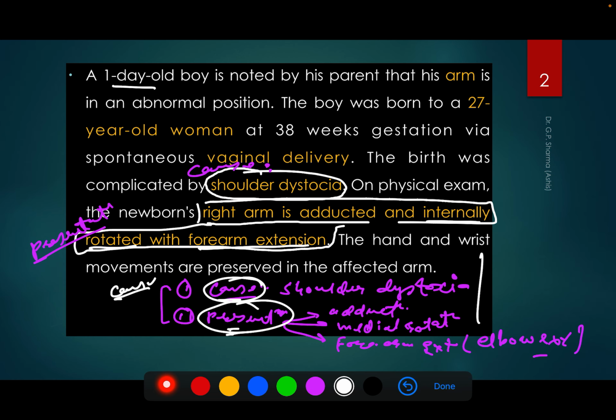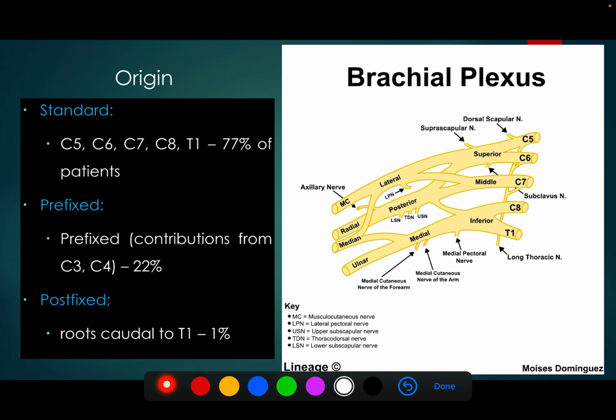From this, what they can ask you is, question number one, what's the location of injury? Question number two, what is this pathology called, what's the diagnosis? Once we discuss the injuries, then we will come to know the answer to this question. So let's go forward.